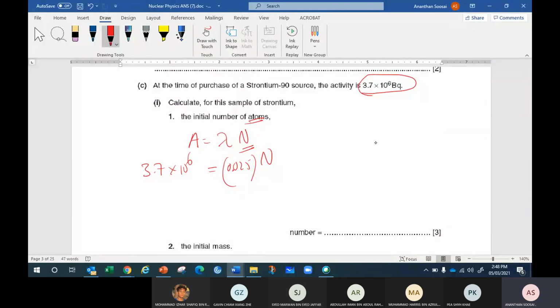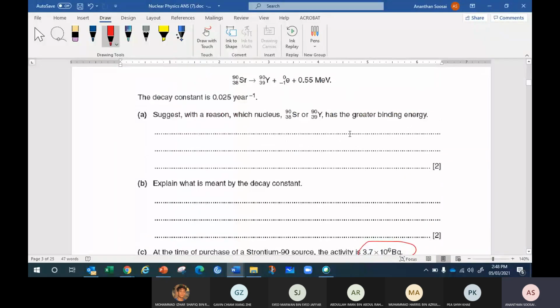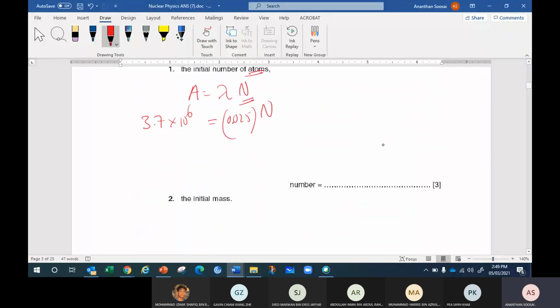We can't, right? Because it's per year. Lambda is per year. So what do you have to do? Convert to per second. How do you convert to per second? Times or divide? Divide. Divide by, of course, 365 days times 24 times 60 times 60.